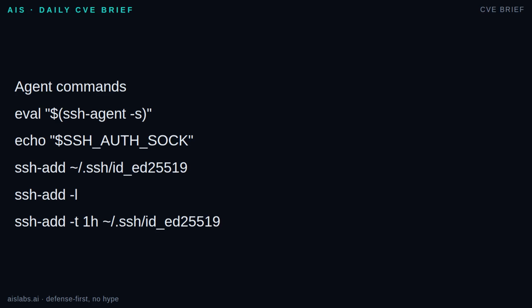The third line adds your ed25519 private key and prompts for its passphrase. The fourth line lists identities currently loaded, showing their public key fingerprints. The last line adds the same key with a 1-hour lifetime. After that time, the agent forgets the key, and you must unlock it again. Your key file should remain private.